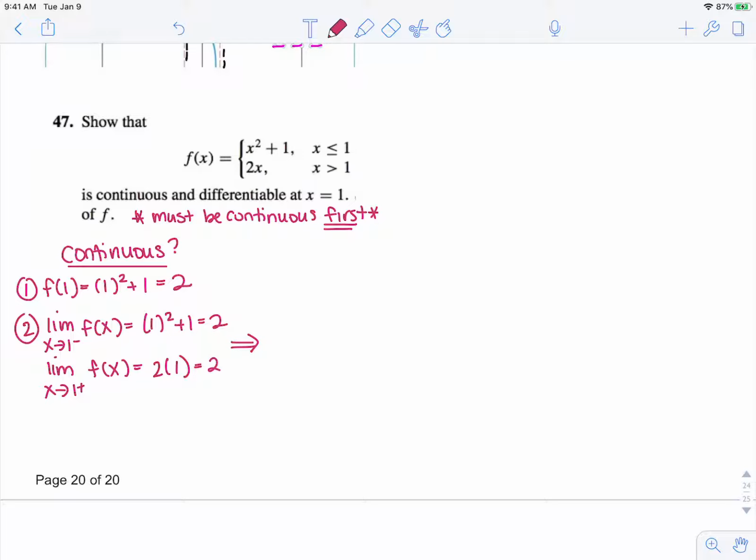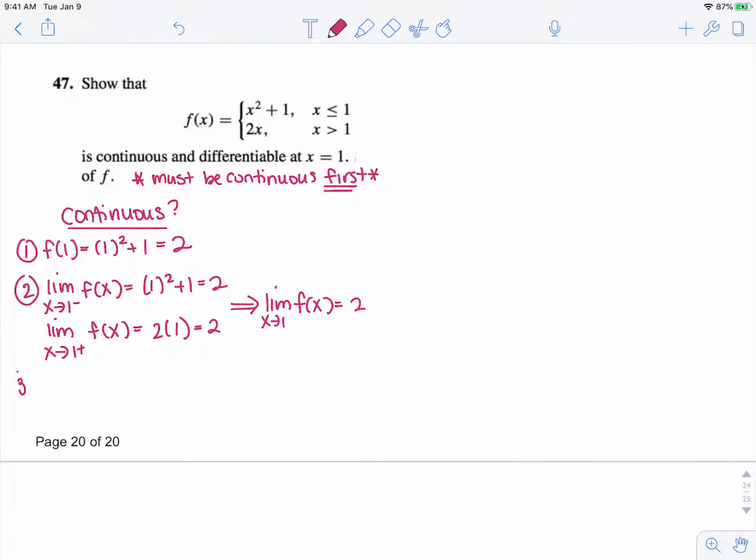So remember, together, this shows us that the limit as x approaches 1 of f of x is 2. So last step, f of 1 equals the limit as x approaches 1 of f of x, which is 2. Therefore, f is continuous at x equals 1. Now that we know that f is continuous at 1, we know that there can be a tangent line there. So let's see if it is differentiable at 1.